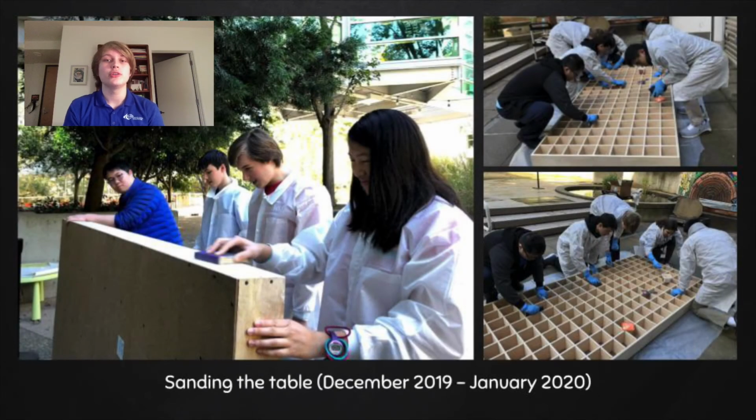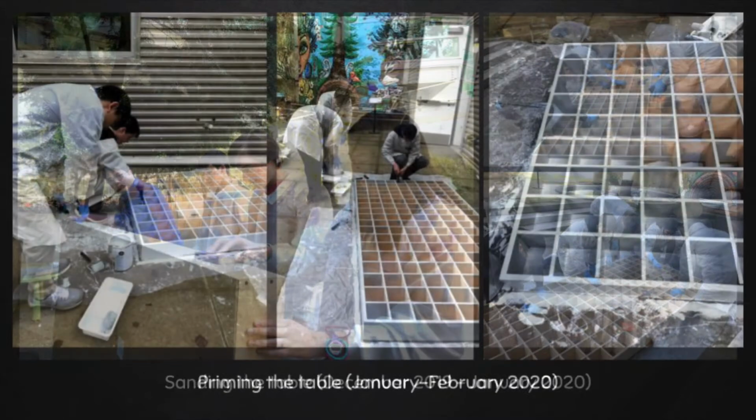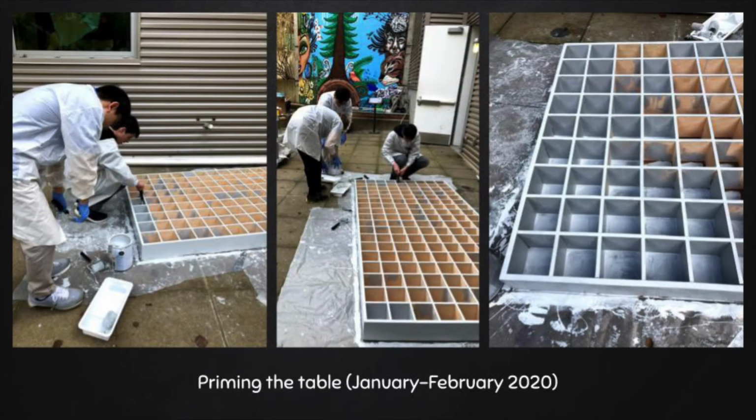In the picture shown on screen, members of the periodic table team can be seen sanding the wooden structure of the table. Over the course of several weeks, members of the team fully sanded the table, removing or covering up all of the flaws and imperfections of the wooden frame of the table. We then primed the table with priming paint.